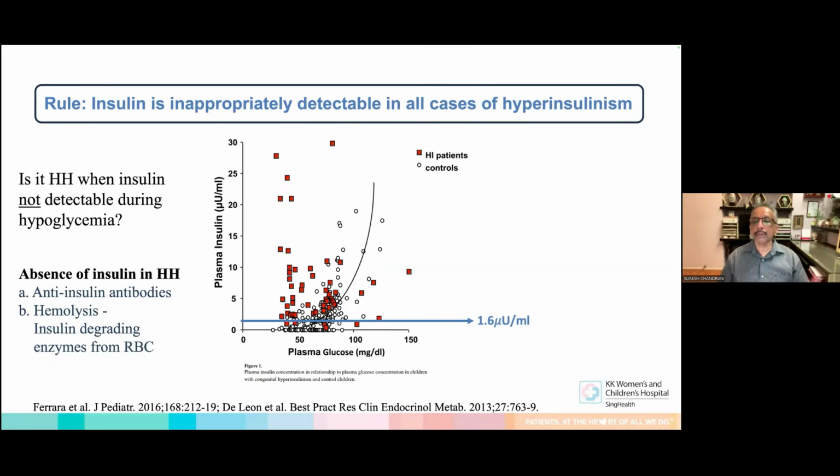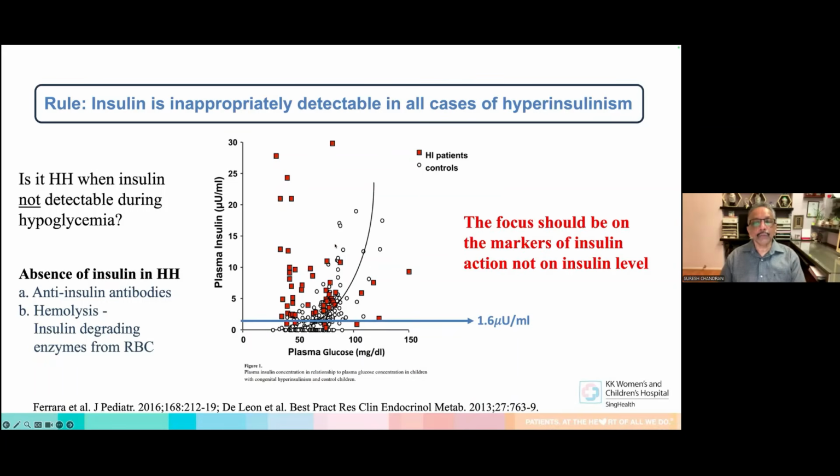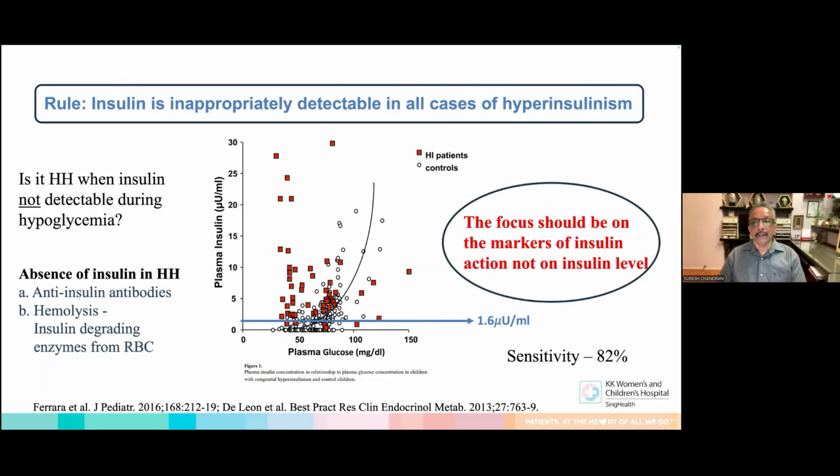And with normal cortisol and growth hormone, you are challenged at this point to make a diagnosis of hyperinsulinism. So the focus should be on markers of insulin action, not on insulin level. This is the comment Professor Charles Stanley gives in one of his recent papers in 2023. So the sensitivity of this test is about 82%.